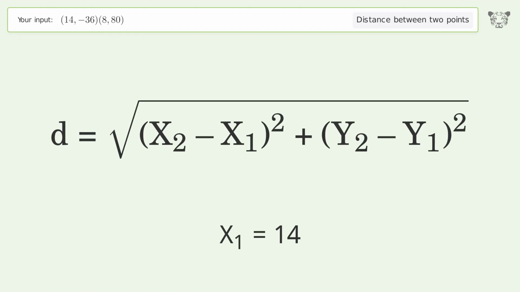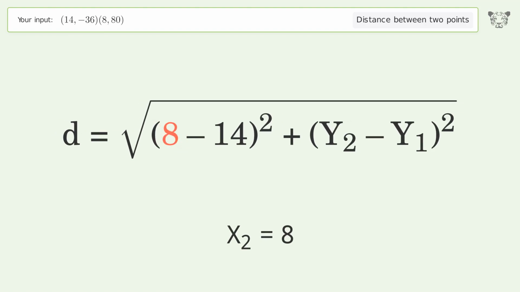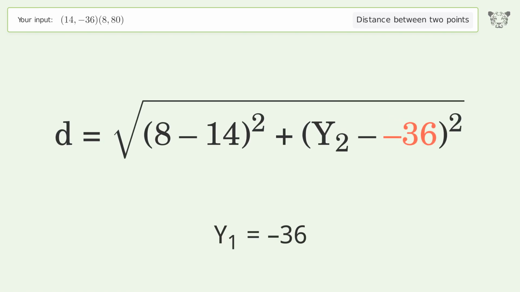x1 equals 14. x2 equals 8. y1 equals -36. y2 equals 80.